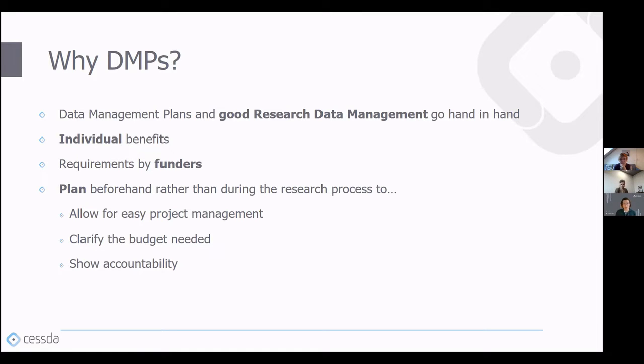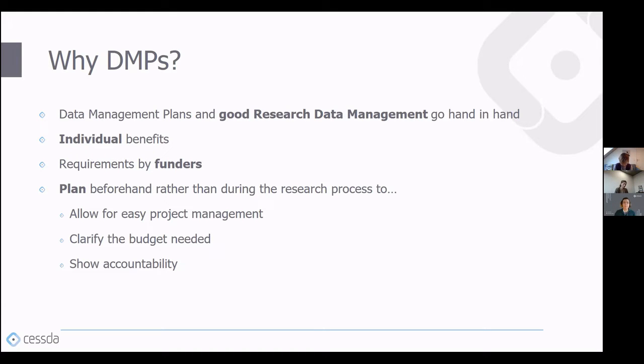The planning of your research process before you're doing it is a good idea because it allows for easier project management. You will also already know much better how many resources you will need for your research project. And it is also a really good way to show increased accountability. So you could show that you as a researcher know that you are responsible for your data, that you're accountable for it. And then you can show ways of how to adhere to that.